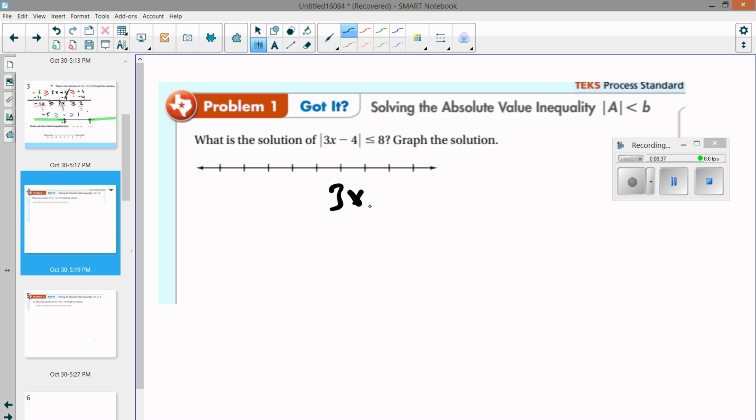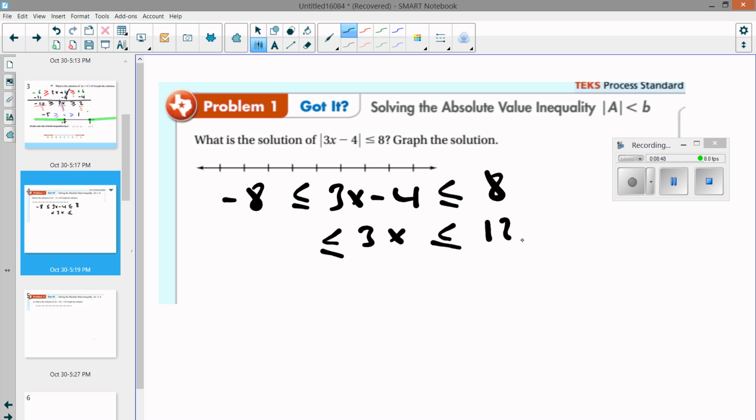So this is the first step. Take it out of the absolute value, +8 and -8. We're going to add 4 to all sides. Add 4, and -4.